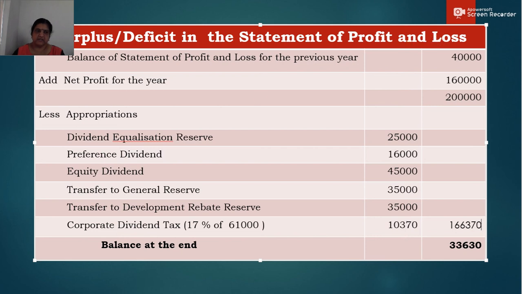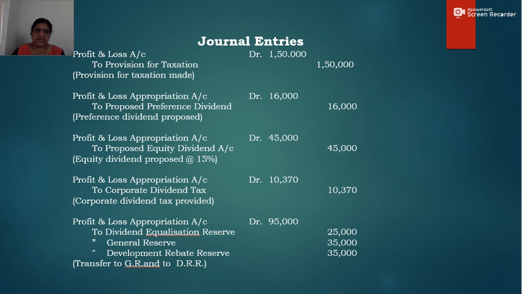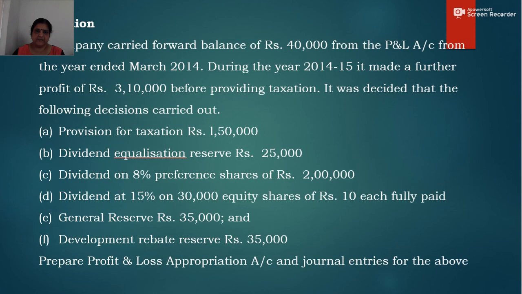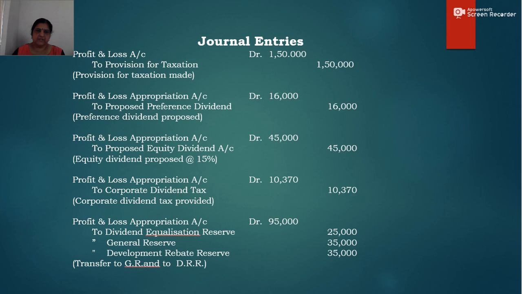Okay. Now you also have to make journal entries. That is in the question. Prepare profit and loss appropriation account, that we have already prepared. Then you have to pass journal entries also. Okay. Now what about the journal entry? The first journal entry will be, so this is a charge only. So it will be deducted in profit and loss account, or it will be shown in profit and loss account. So provision for taxation is shown in profit and loss account and all the other things are appropriations.